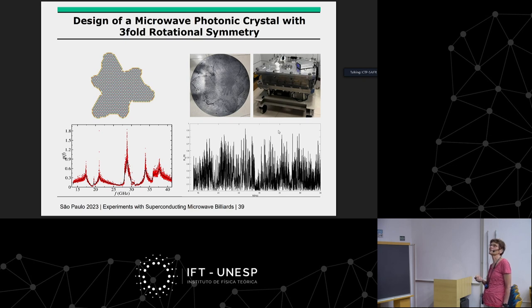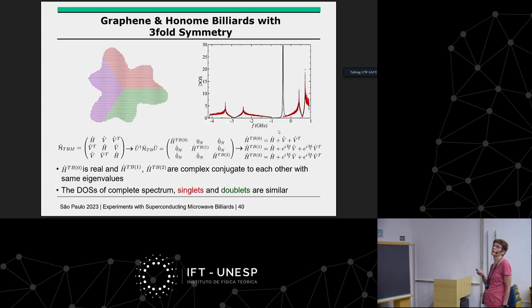Now, very briefly, we also did experiments in Lanzhou. There we chose a Dirac billiard which has a threefold symmetry. It's threefold in the sense that when you rotate by 120 degrees, you get exactly the same shape. To construct such a shape, we just use one third of a graphene billiard structure, or Dirac billiard structure, and then rotate it by 120 degrees, and you get a graphene sheet with threefold symmetry.